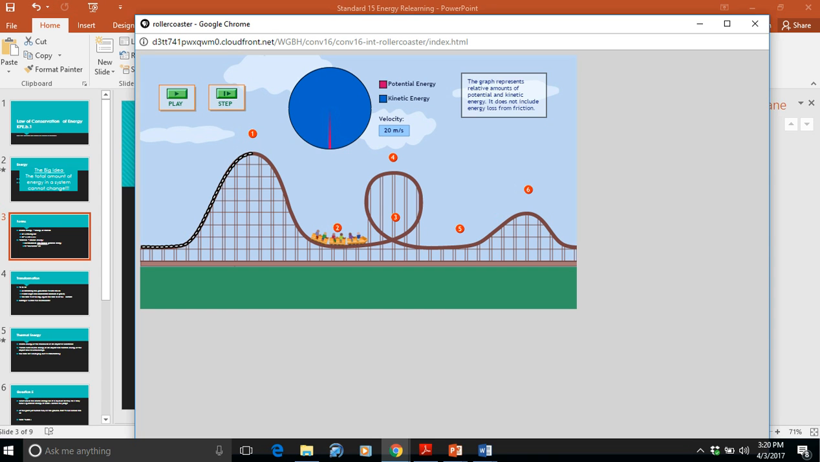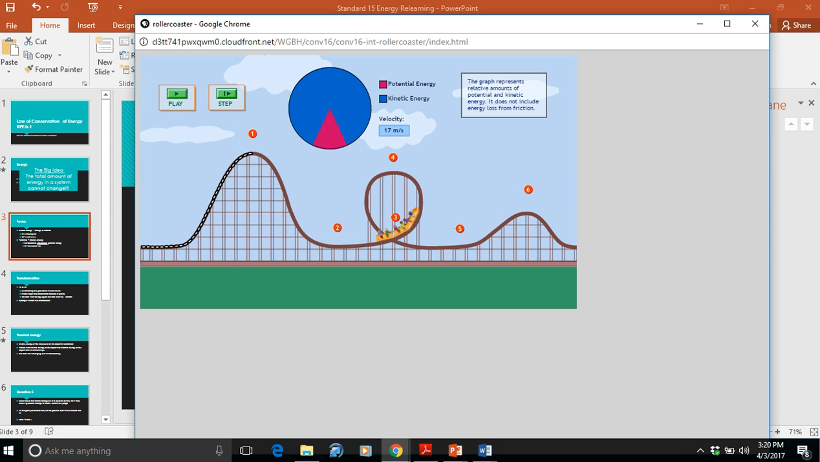So at this point, this is almost the lowest point, and so there's basically no potential. The speed is at its highest point at 20 meters per second, and so most of the energy is kinetic energy. There is very little potential energy left.